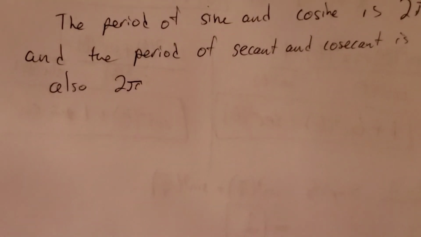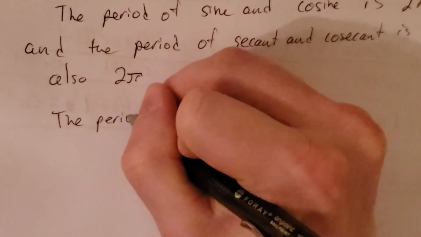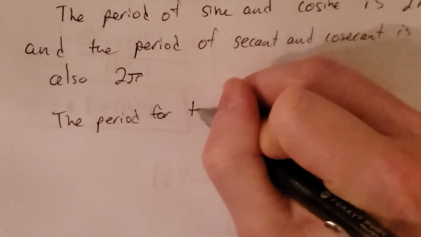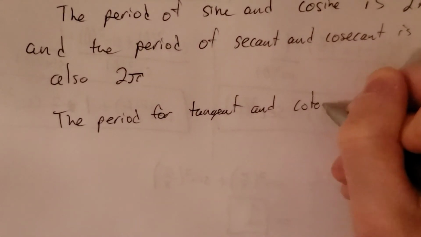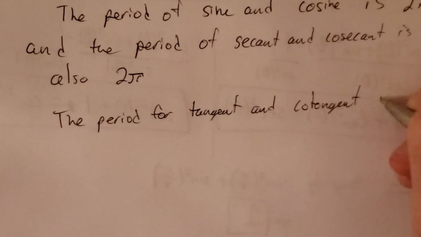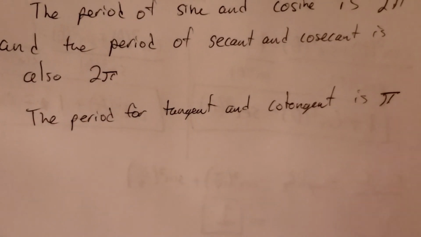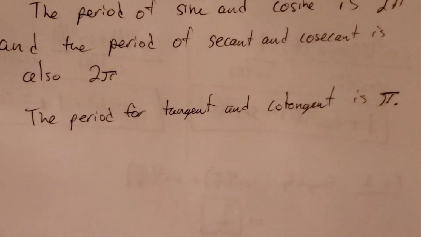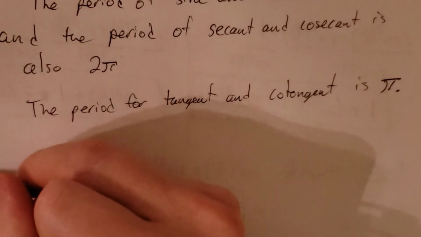It's a little different for tangent and cotangent, though. The period for tangent and cotangent is just pi. This repeats every pi instead of 2 pi. Let's use that piece of information for an example.